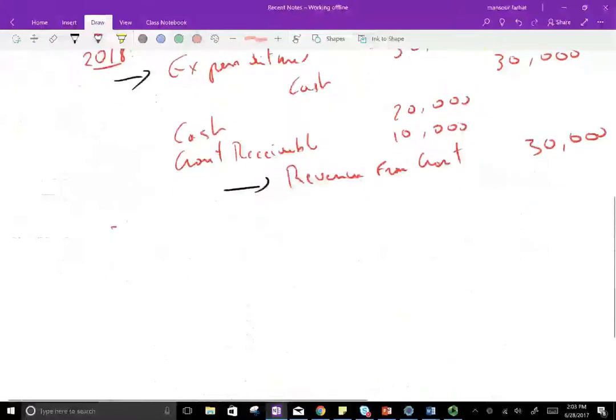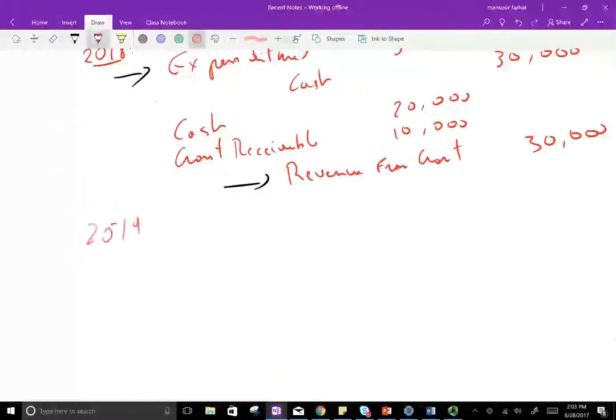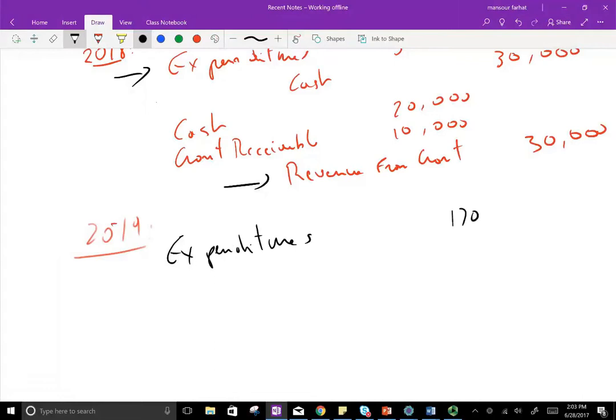So for 2019, once again, we need to first record the expenditure, which in turn, in these types of grants, triggers the revenue recognition. I mean, this sounds funny. You have to spend the money in order to be able to recognize the revenue.